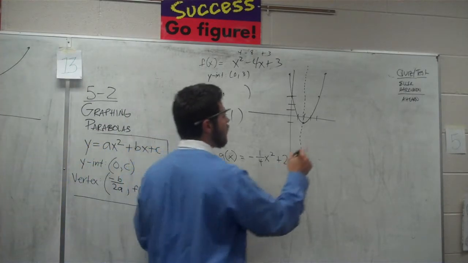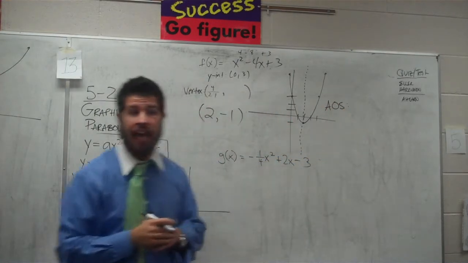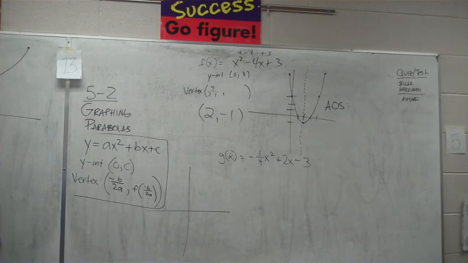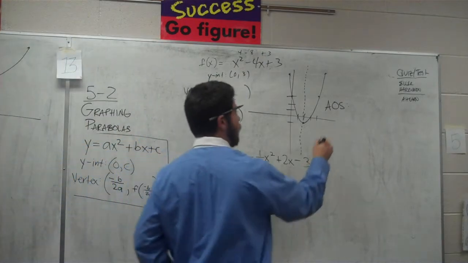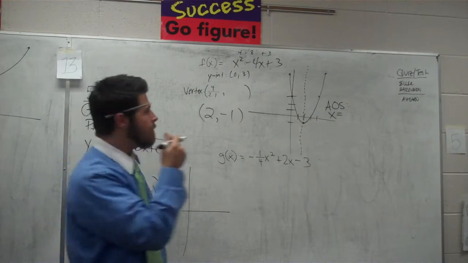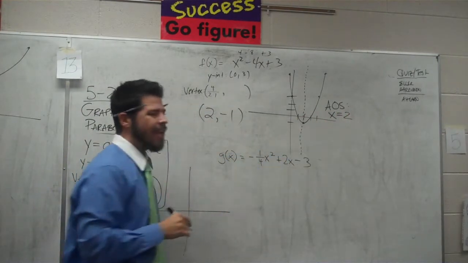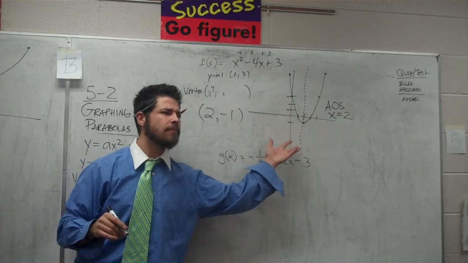Oh, by the way, we should identify, and this is real simple, the AOS, or the axis of symmetry. And the axis of symmetry takes on the form of a vertical line. And the form of a vertical line takes on the form x equals a number. What is that number? 2. Because it's the x value of my vertex, x equals 2. And I just say that because the book asks you to find it sometimes. Okay.